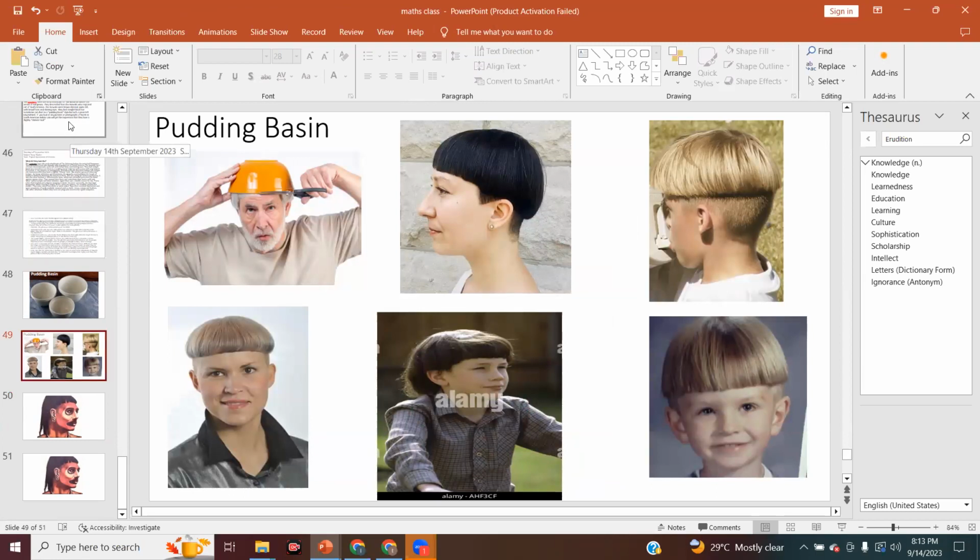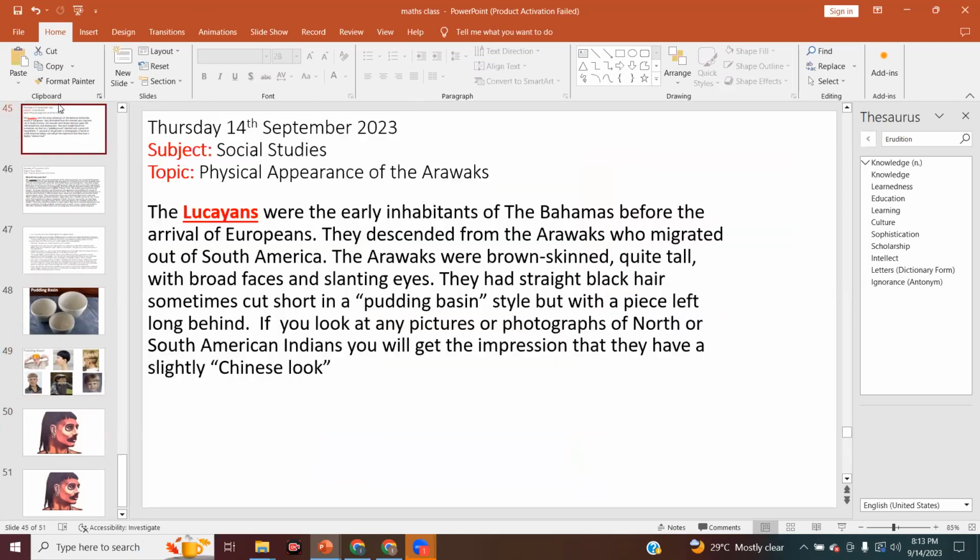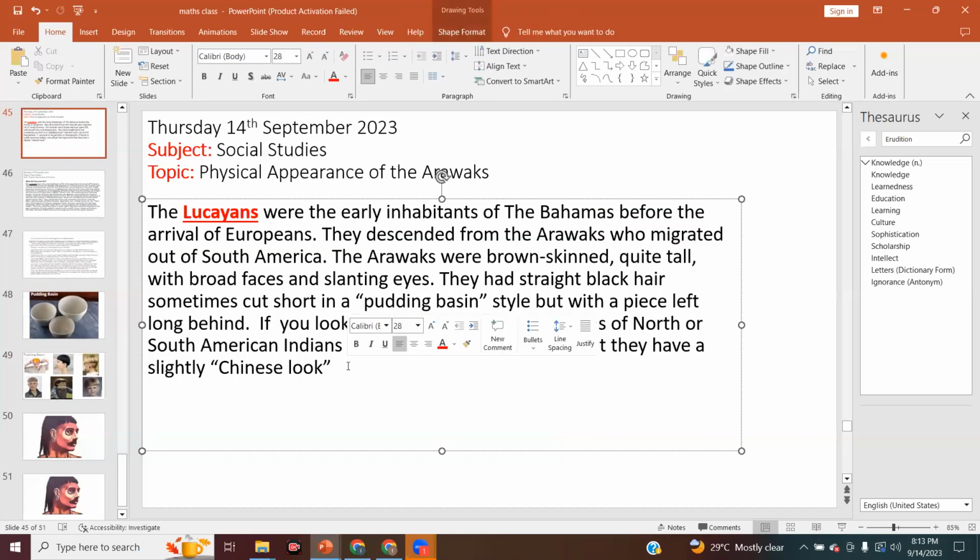All right. I mean, it doesn't look bad. I mean, depends on how you do it. But they look like Chinese. So they have sort of a Chinese look.